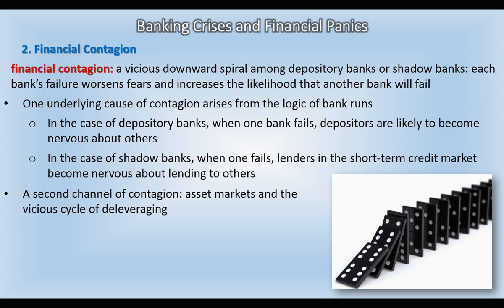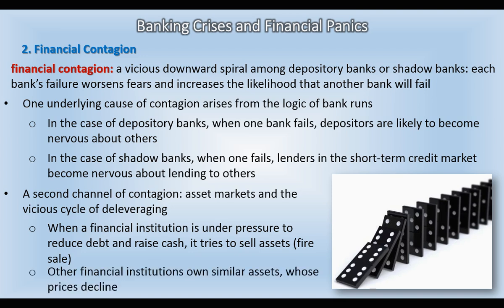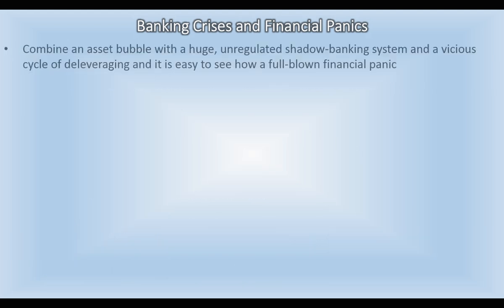A second channel of contagion involves asset markets and the vicious cycle of deleveraging that I've talked about. Talked about it in the last chapter, talked about it a little bit today. So when a financial institution is under pressure to reduce debt and raise cash, it tries to sell its assets in a fire sale, which then lowers the value of its assets even worse, which then weakens its T account even more. So other financial institutions own similar assets whose prices also decline.